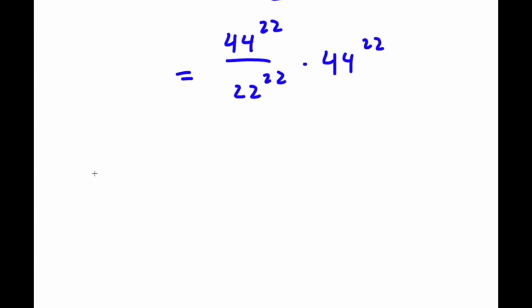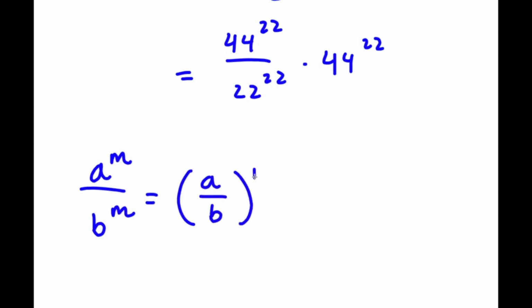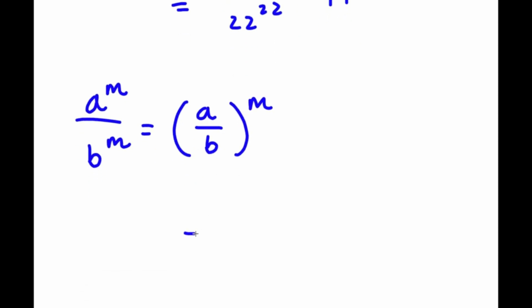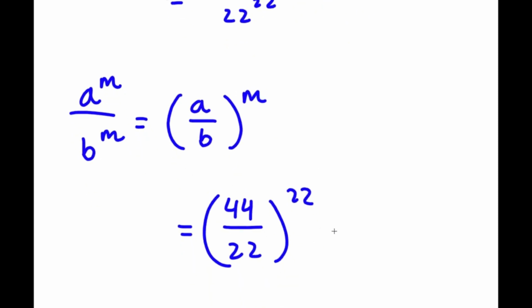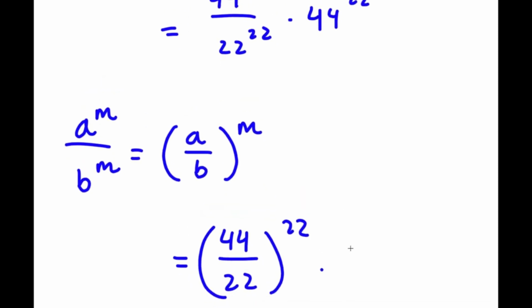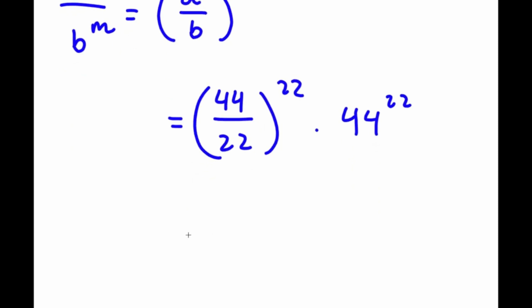And now, if I have something in the form a to the power of m over b to the power of m, this is equal to a over b to the power of m. So in this case, 44 to the power of 22 over 22 to the power of 22 is going to equal 44 over 22 to the power of 22. And now I have this times 44 to the power of 22. Now 44 over 22 is simply equal to 2. So now I have 2 to the power of 22 times 44 to the power of 22.